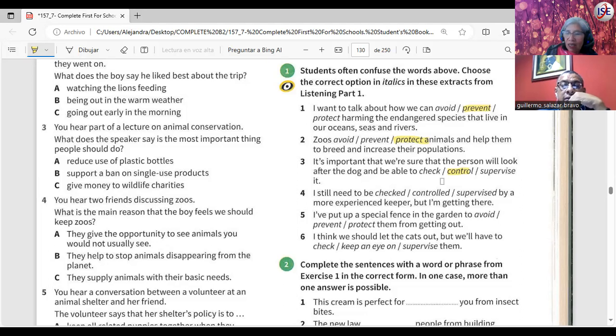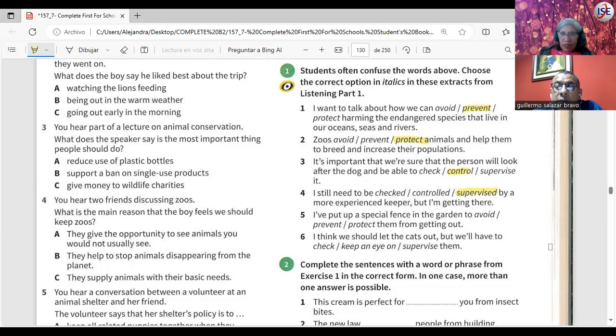You control the dog. Pero entonces cuando hablamos del veterinario, I take my dog to a veterinary for a checkup, it is a check-up, to verify if the dog's health is okay. I still need to be checked, controlled, and supervised by a more experienced keeper, but I'm getting there. You check something, so it is not correct. Control or supervised? Need to be supervised. Because that person verifies if what she is doing is okay.